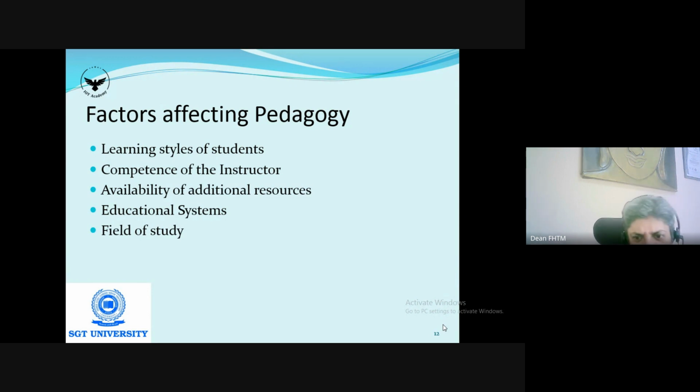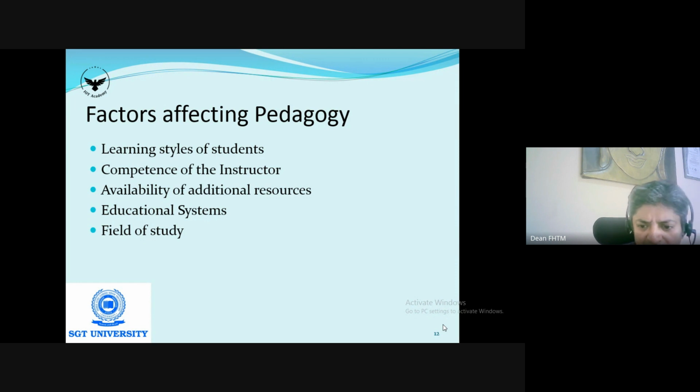The available resources, yes, that is also a very important factor. Whether you teach with an overhead projector, whether it is PowerPoint, whether it is a smart board where you have access to videos and other gadgets. Now, educational systems. This has a lot of importance because the educational system or the structure in which you are taking the class, the syllabus and the amount of content that is given to you and the amount of time that is given to you, all these will affect the pedagogy.